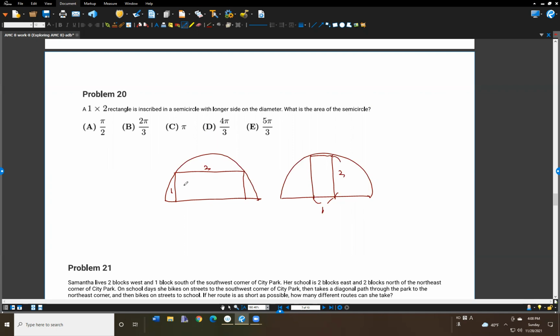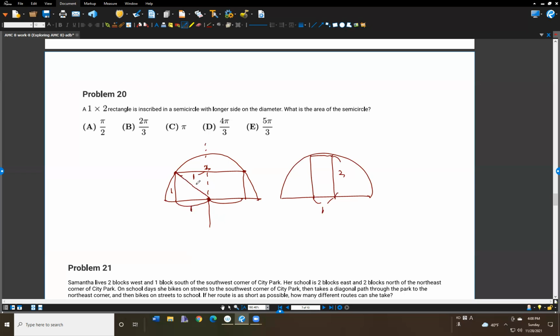To find the area of a semicircle, which is part of a circle, we need the radius. Where is the radius? How can you find the radius? This is the center over here. With these centers, a circle is always symmetric, right? This rectangle is also symmetric because it is inscribed inside the semicircle. So this is 1, this is 2, half and half, but this is also 1, right? Because symmetry means equal length. But this is the radius.